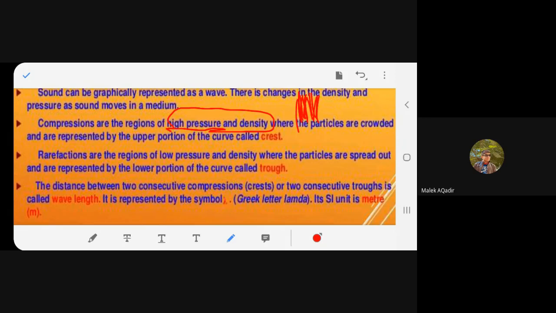And where do you see all this compression? In the form of crest. Now, what is crest? I think I've told you already. This upper portion is called the crest. So you get the maximum density over the crest. Is it clear? Any problem, beta? No.